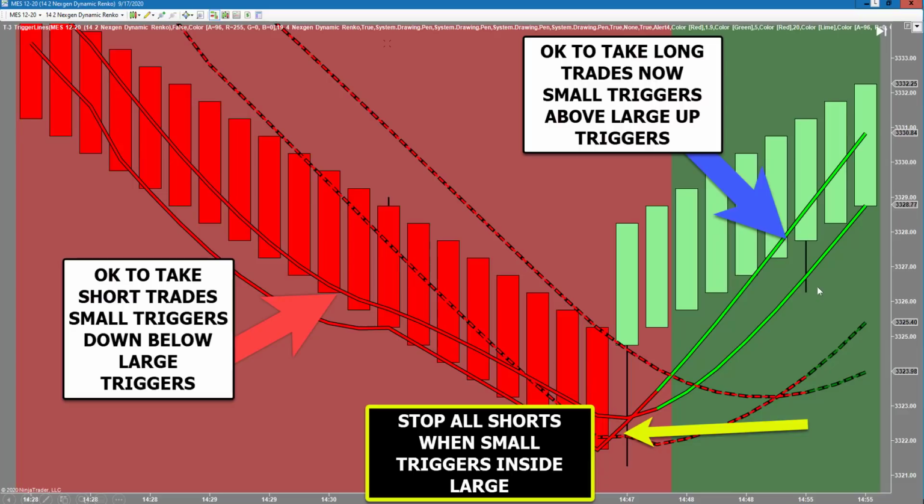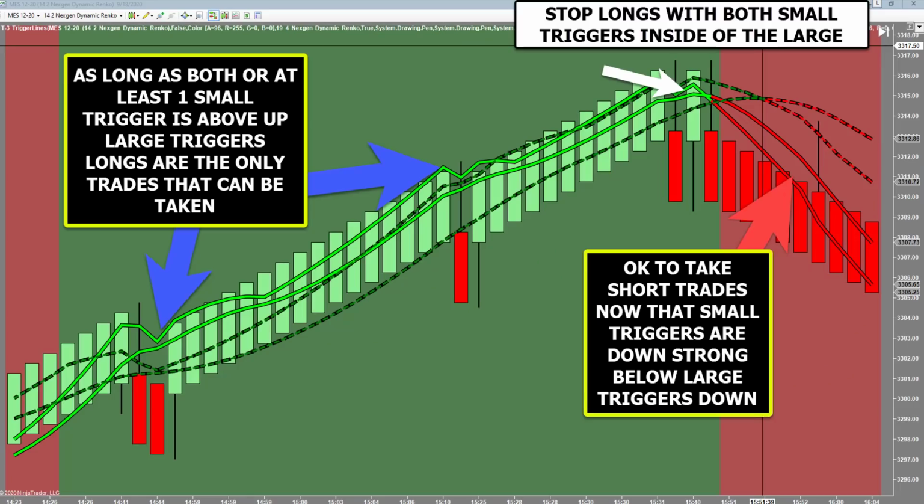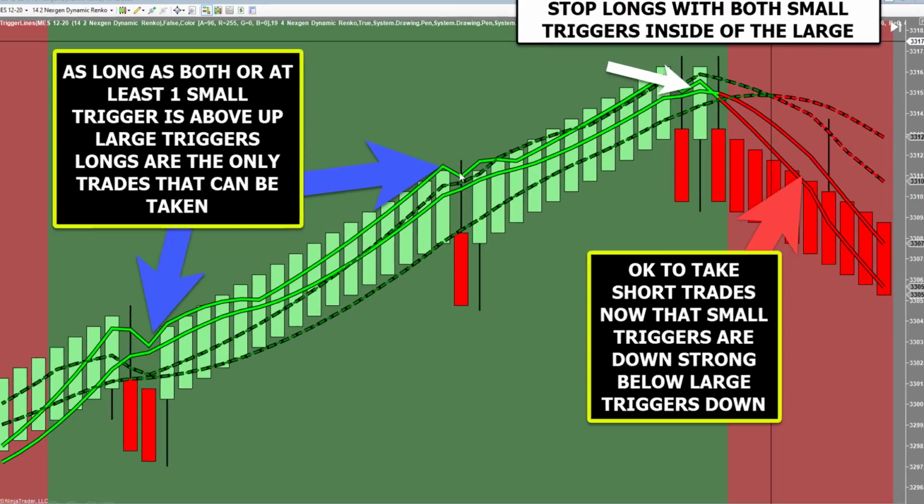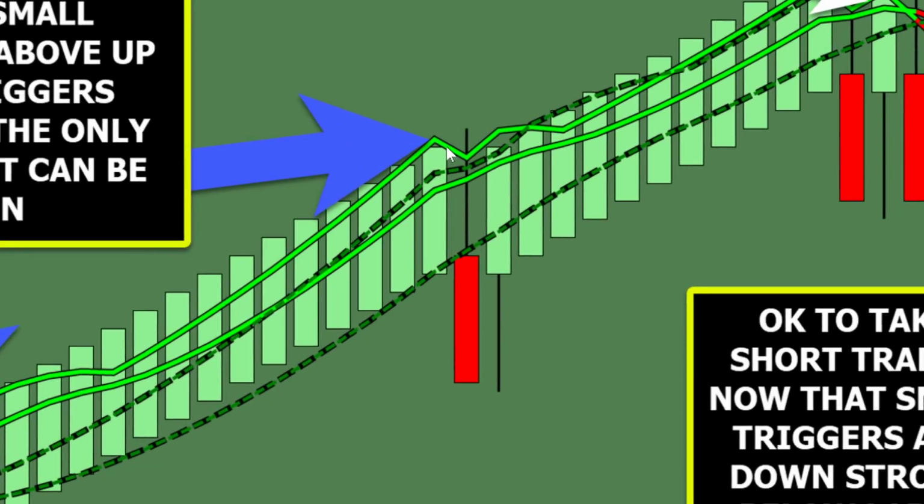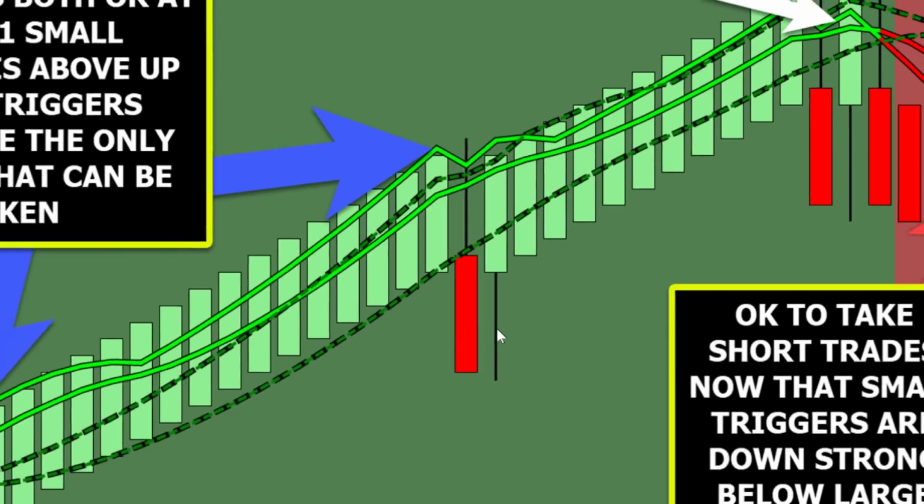And if it goes the other way and they're both crossed up, you can now take long trades. You're going to see another situation where you're going to do 1 or 2 long trades because the small triggers are above the large triggers, and you're going to ask the question whether or not you can keep going long if one of the 2 triggers is outside. The answer is yes, as long as you have appropriate Fibonacci areas from which to trade.